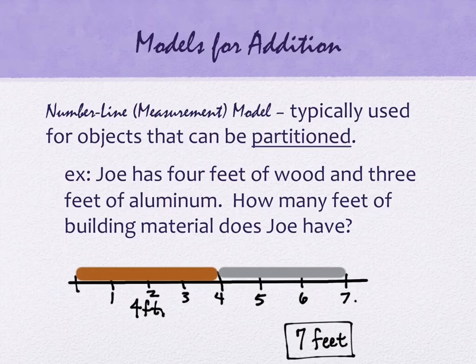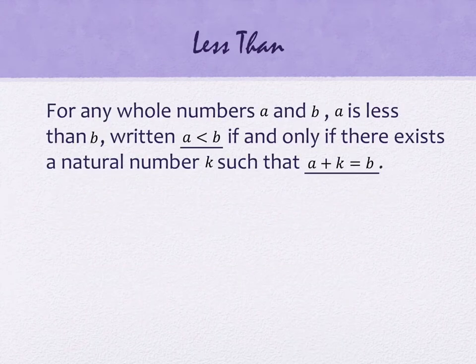But I'm counting lengths. I'm not counting objects. If a child were counting objects here, what would he get as an answer? 2. There are 2 objects, right? We're not counting objects, we're counting the length of the objects. All right, I have time for one more example before we head out.